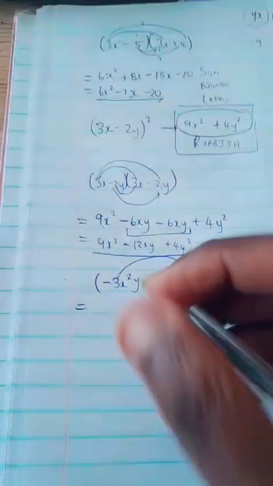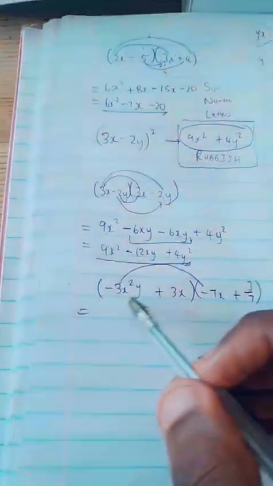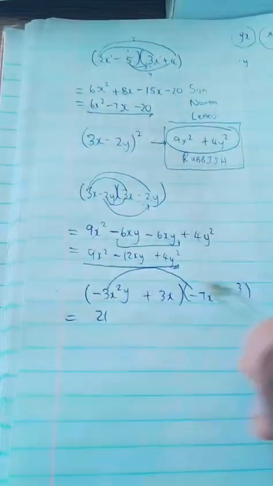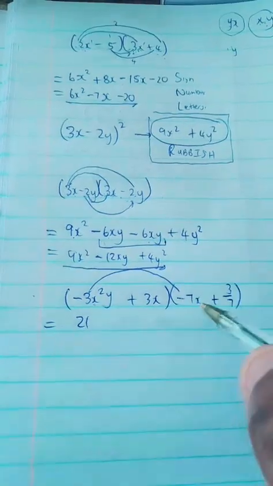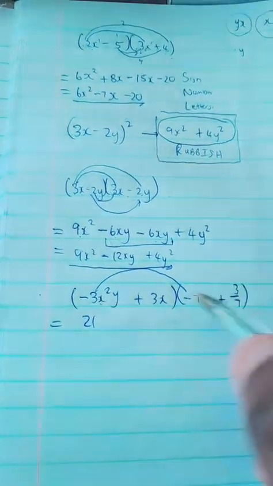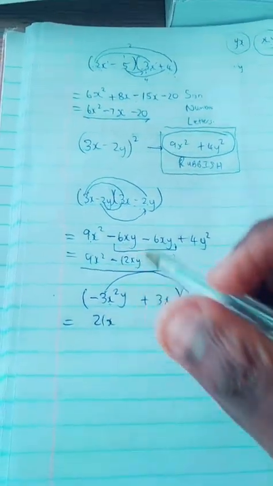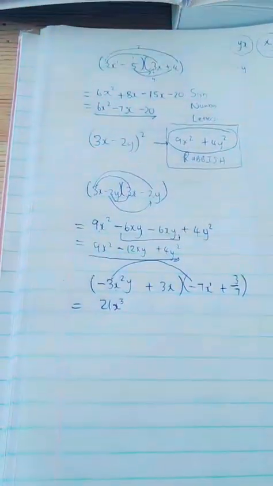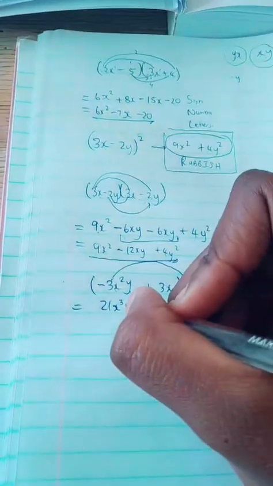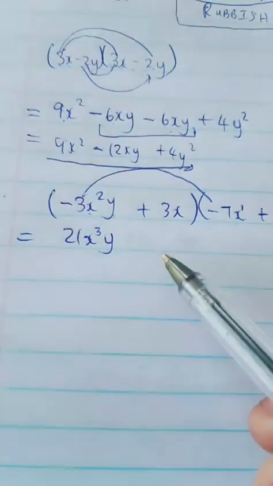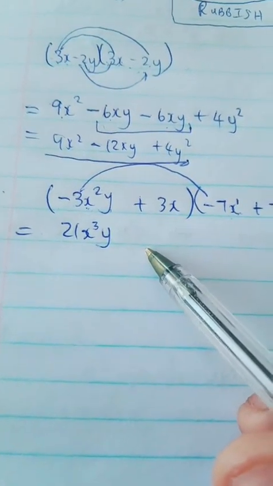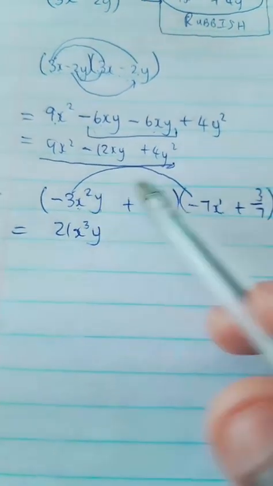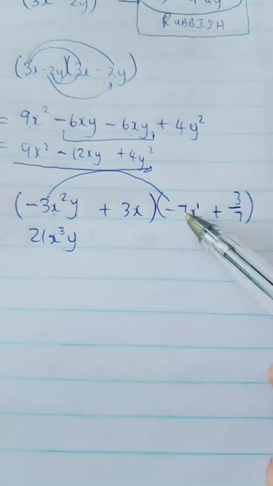Sign, negative times a negative, give positive. 3 times 7, give 21. X squared times x, these bases are the same. So what do we do when we are multiplying same bases? We keep the base. This is 2, there's a 1 here, so we add the exponents. Variable y, unique and distinct, combine it with the x cubed. Okay, so we have 21x cubed y for the first term there.